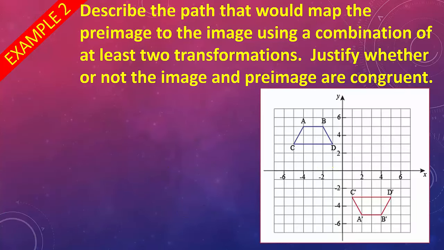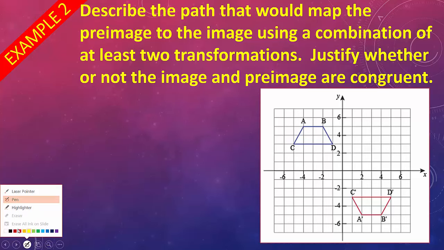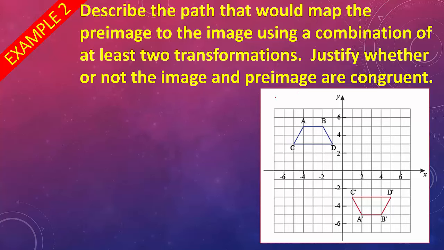All right, so for the second example, we need to describe the path that would map the pre-image to the image using a combination of at least 2 transformations. And again, we have to justify whether or not the image and pre-image are congruent. Now for this one, this is a little bit trickier in some ways and a little bit easier in others because we've got this coordinate plane. So this grid is a coordinate plane.